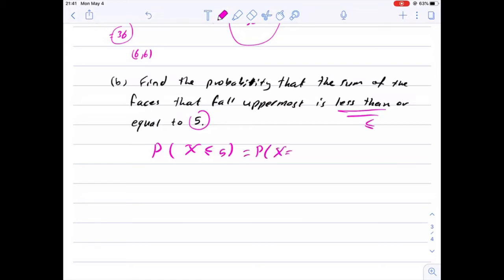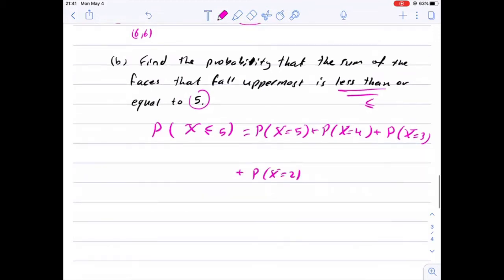So that means probability of x equals 5, plus probability of x equals 4, plus probability of the sum, which is represented by x, equals 3, plus probability of x equals 2, and that's the minimum. We don't have probability of x equals 1. The smallest sum is 2. Now we find these probabilities.